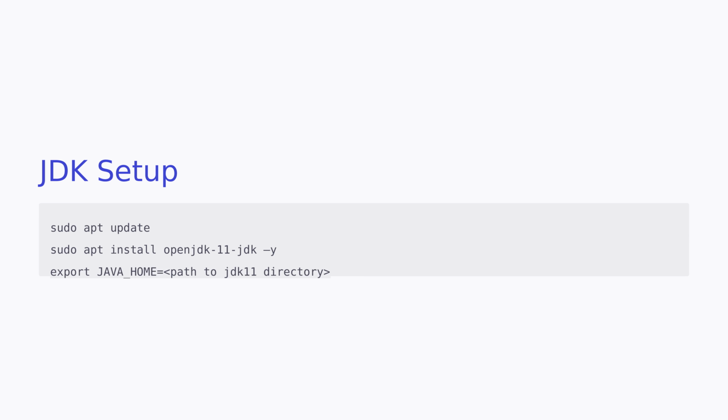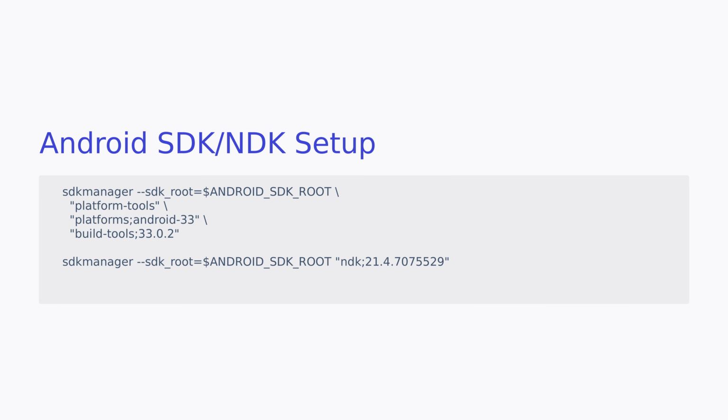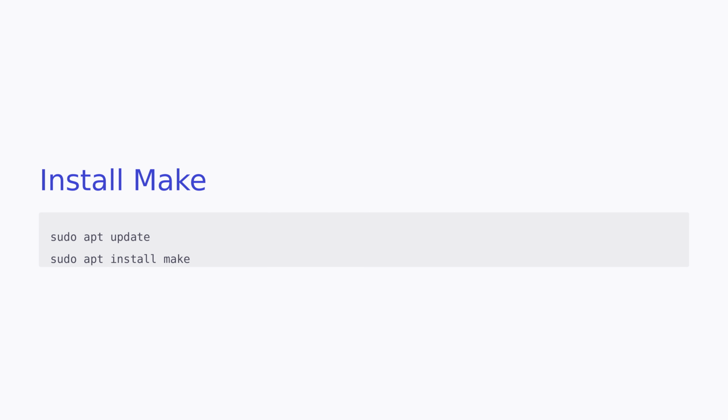Install Java 11 from the command line. Download the Android SDK from the command line as follows. Using wget, set your Android SDK root environment variables and add it to your path. Install Android 33 SDK and the corresponding build tools using the command line version of the SDK manager. Finally, install Android NDK, or the Native Development Kit, version 21.4.7075529. We need the make command to do the compiling. Install as follows.